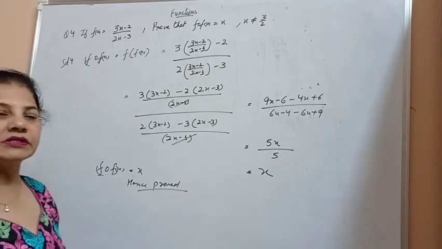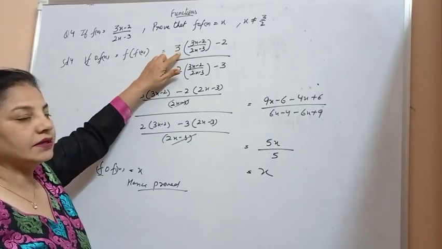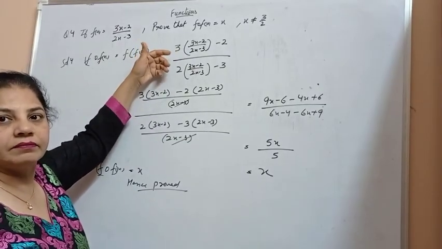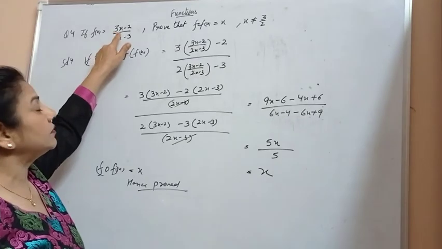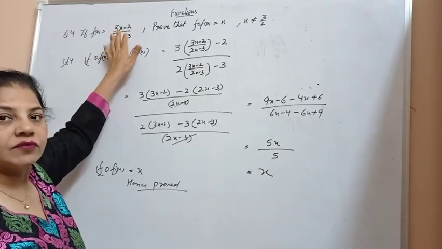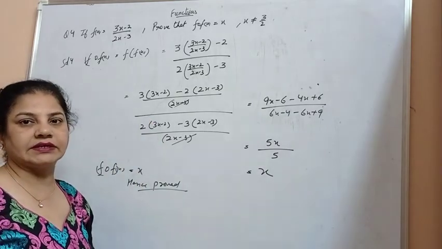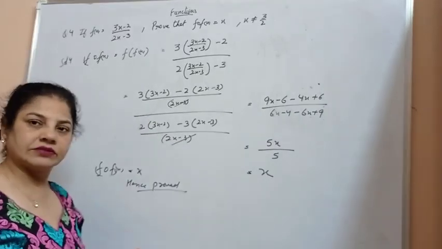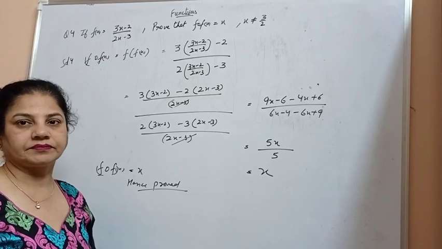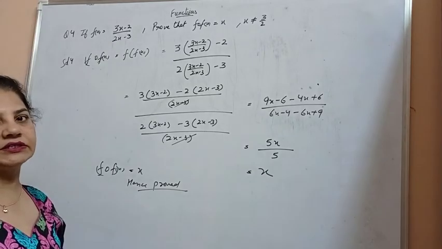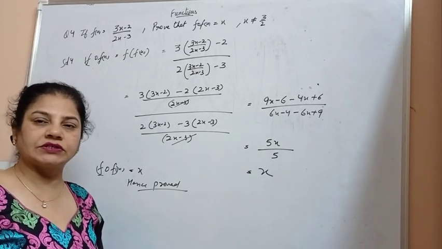What I did, I simply substituted the value of f(x) in the function. X is given to us, f(x) is the function given to us. Instead of x, I put the function f(x) itself. And then on solving, I get the result as x to prove that f of f(x) is equal to x. I hope you understand the algebra of function, composition of the function.